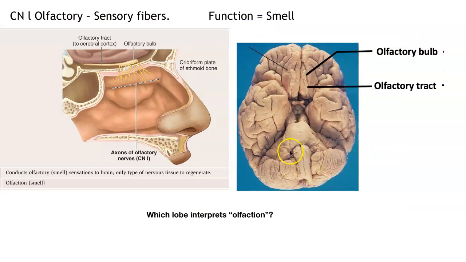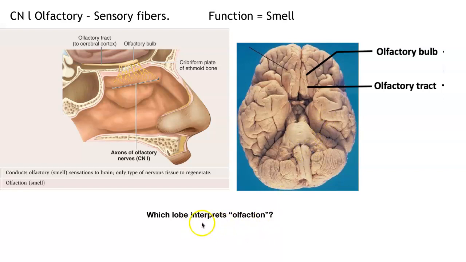This one you have seen. Remember your cribriform plate of the ethmoid bone had little holes in it? These are going to be the axons of the olfactory nerve, cranial nerve number 1. They are coming through those little holes and going into your nasal cavity so they can smell those odors, good or bad. It's going to be picked up on this olfactory bulb, this wide part up here, and taken down this tract. And here's the olfactory bulb, olfactory tract right here.